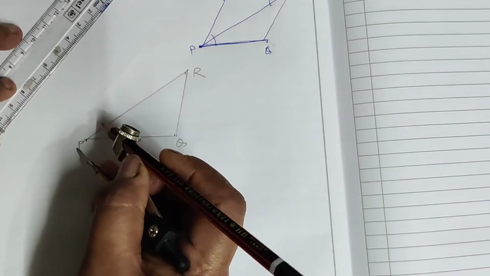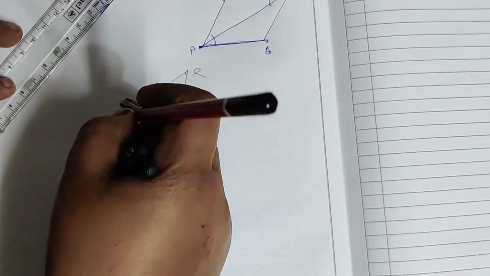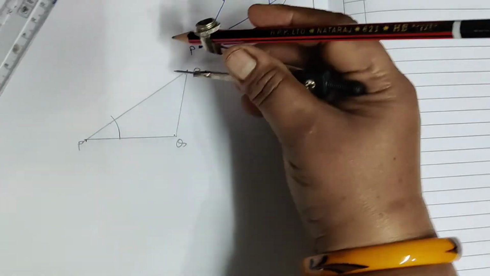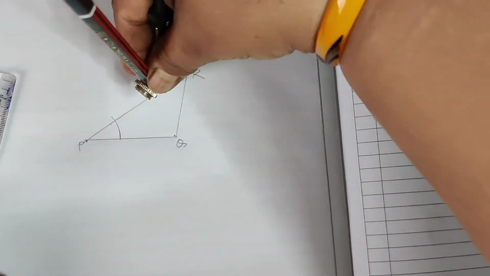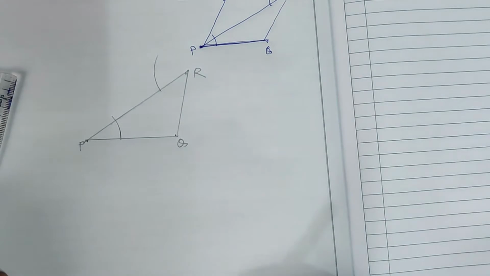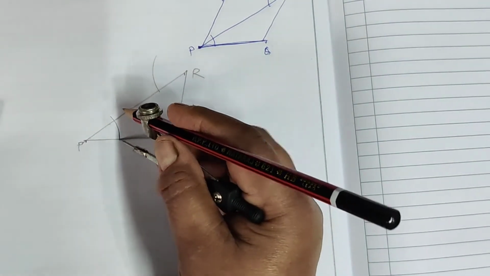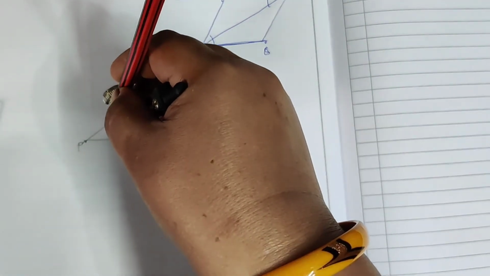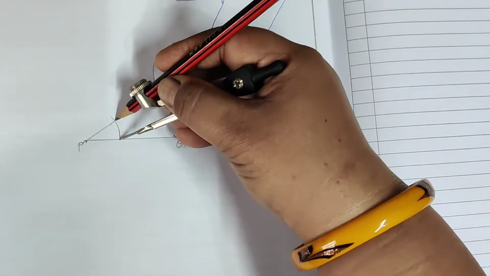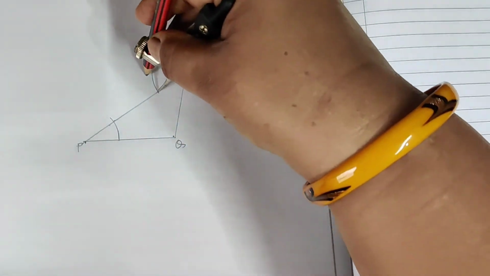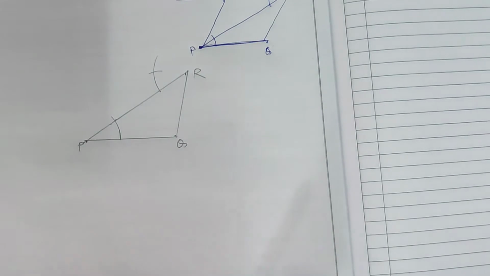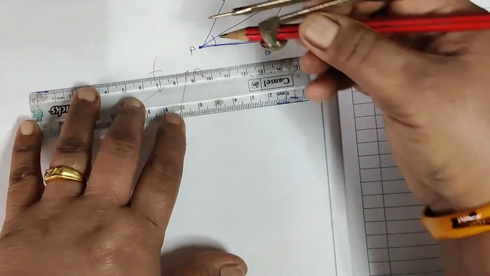Cut equal arc from P and R. Equal arcs from P and R. Now measure this angle P. Measure like this and cut equal arc here. Extend.